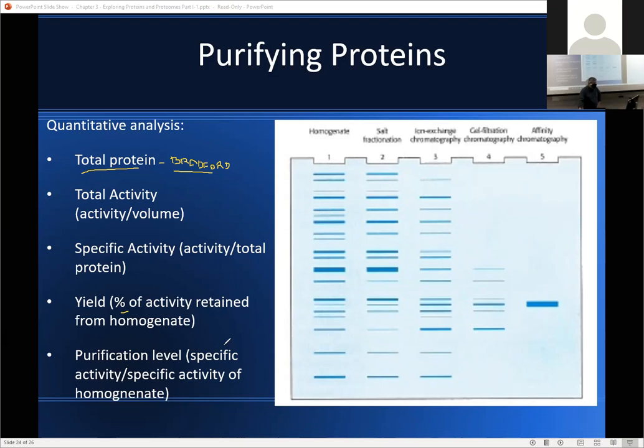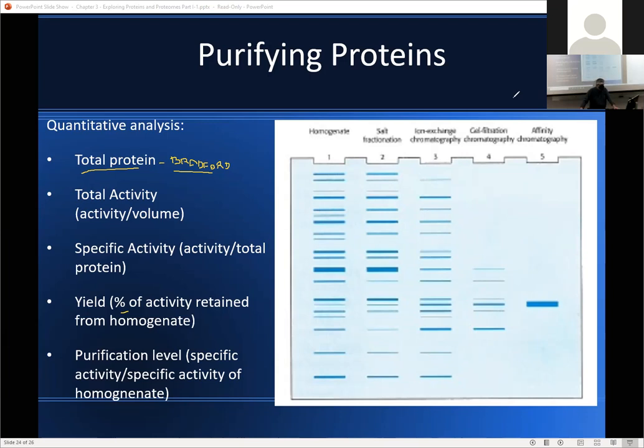Finally, we want to look at purification level. This is the specific activity. Rather than a percentage, this is a ratio of the specific activity in the purified protein over the specific activity of the homogenate. So this is a measure of just how pure your protein sample is, by looking at the activity in the homogenate versus what is in your pure protein sample.